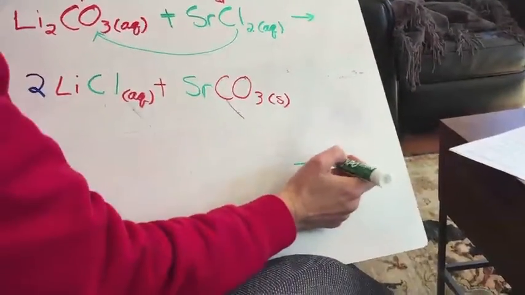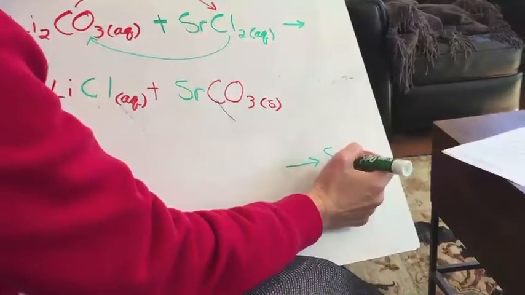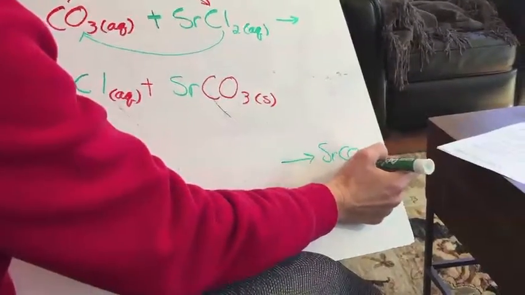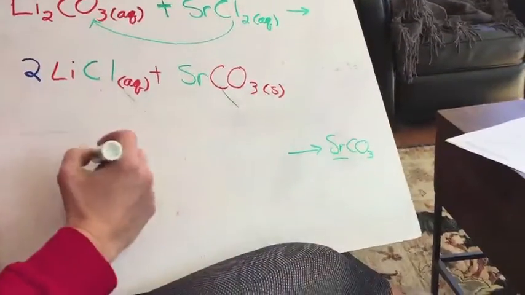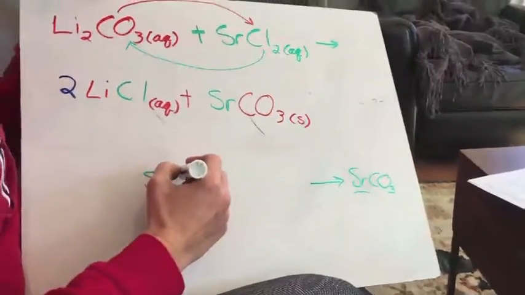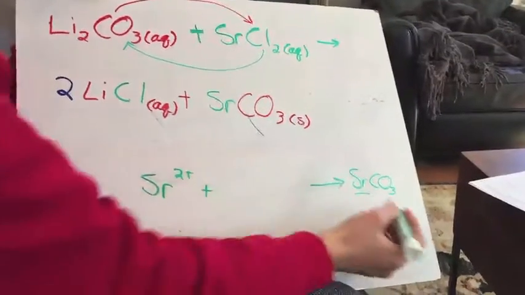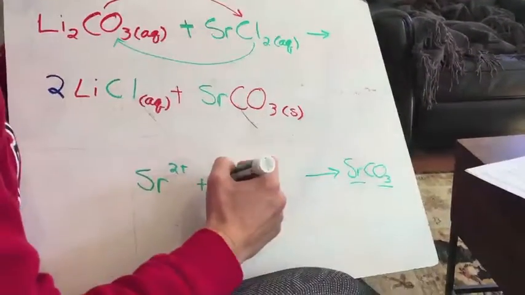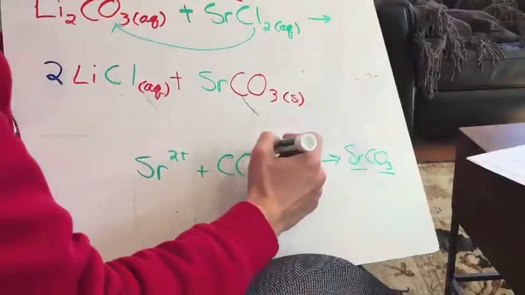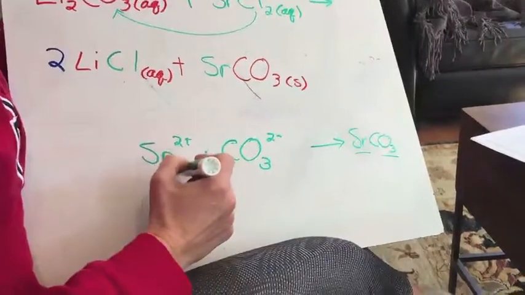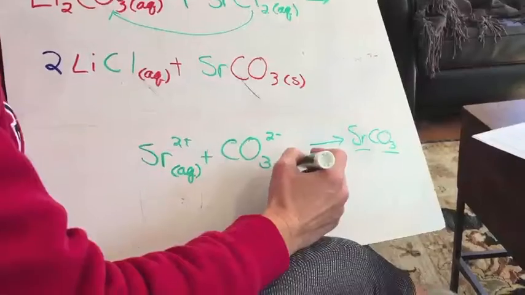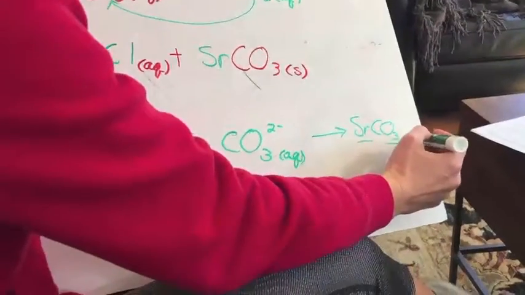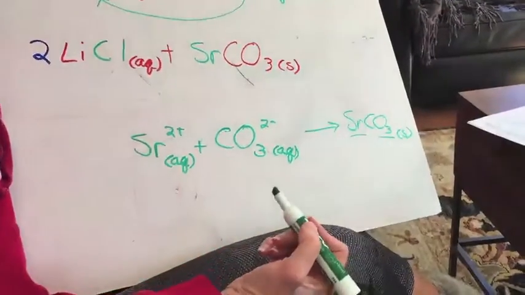I know that my solid is strontium carbonate. Where did it come from? Well, I have strontium in it, so I must have had strontium ions. And it has carbonate in it, so I must have had carbonate ions. And we go back and we write the states. This is aqueous, and this is solid. It's as simple as that.